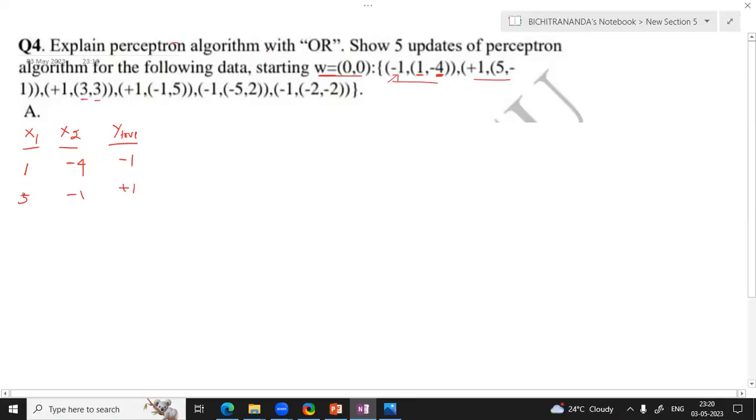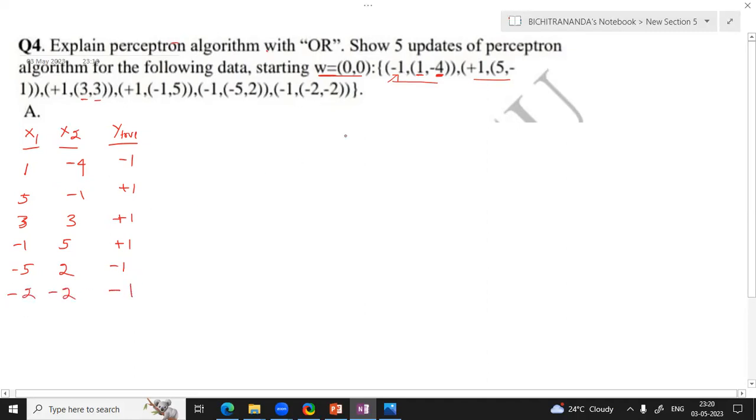Here 3, output is plus 1. Next is minus 1, 5, your output is plus 1. Here minus 2, your output is minus 1. And the last is minus 2, two inputs, and output is minus 1.